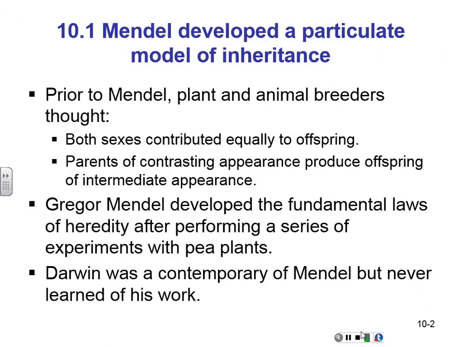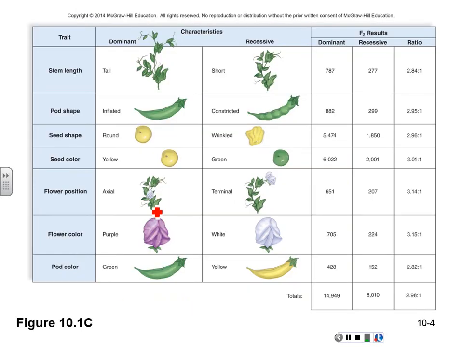We need to talk about Mendel and some of these models of inheritance. Gregor Mendel developed some of the fundamental laws of heredity many years before we could tell with a microscope and other experiments that this was true. Here is Gregor Mendel, and these are some of the plants that he worked with.